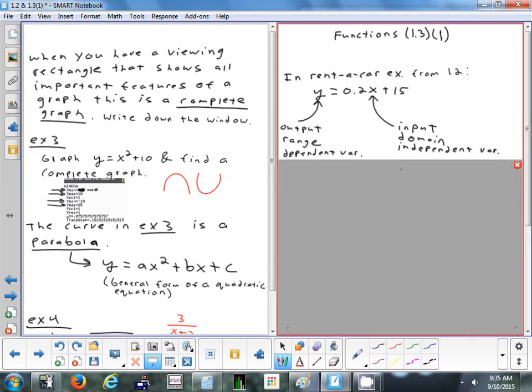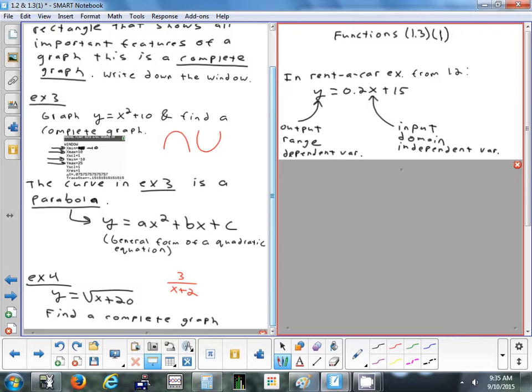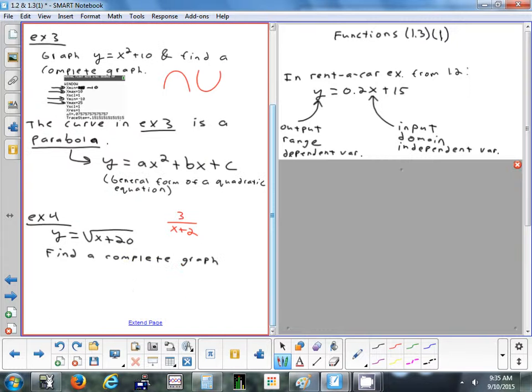On that square root problem, you all were able to tell me what values you are allowed to plug in for x. Somebody said from -20 and up. Well, that's what we call the domain of this function. It's the values that you are allowed to plug in for x.